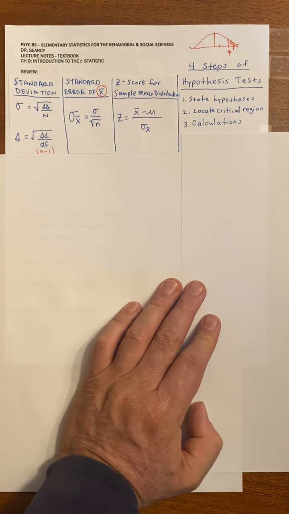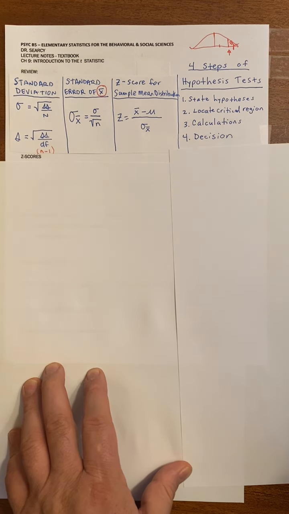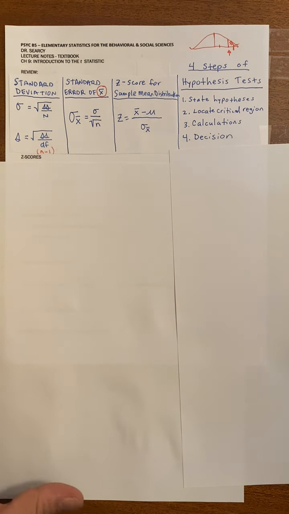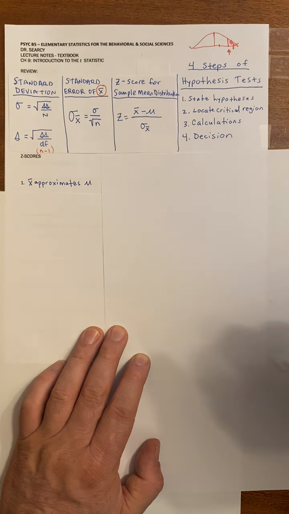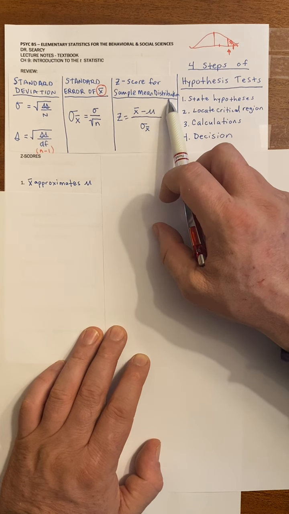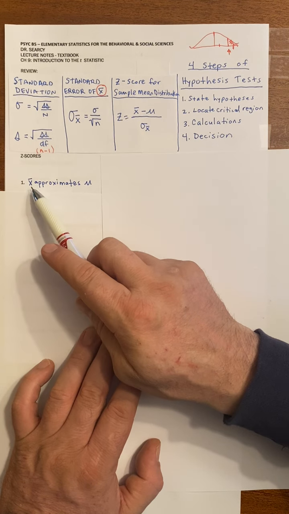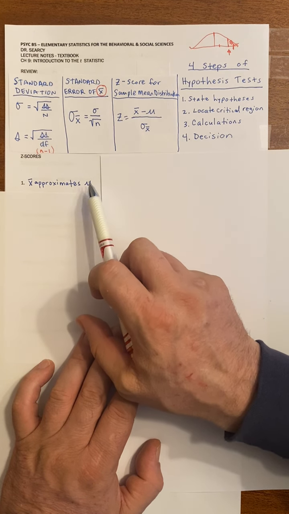One thing that we've been saying that we're using is a z-score to help us figure that out. And so I just want to point out some important things to remember about the z-scores, like some fundamental principles. One is that the z-score that we've been talking about, the z-score for the sample mean distributions, we're saying that in it, the sample mean is going to approximate the mu.